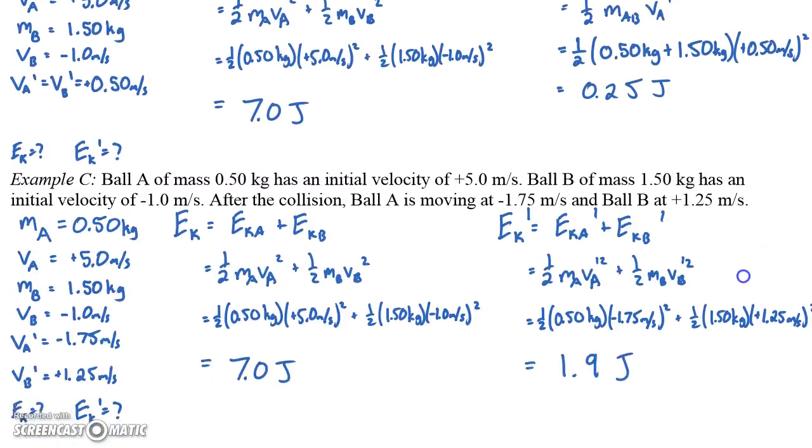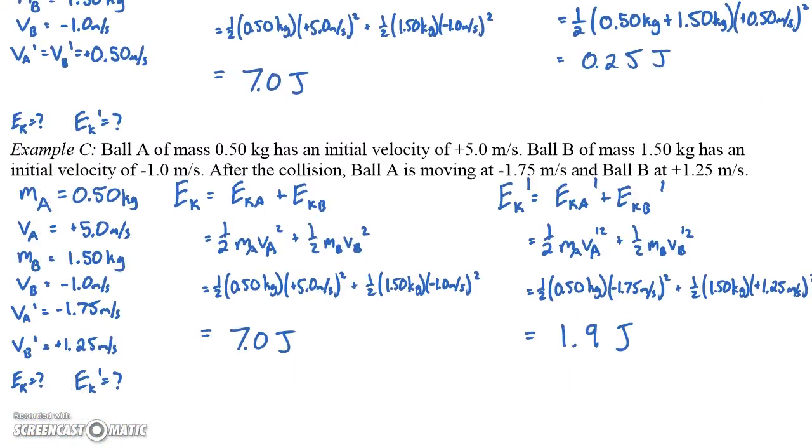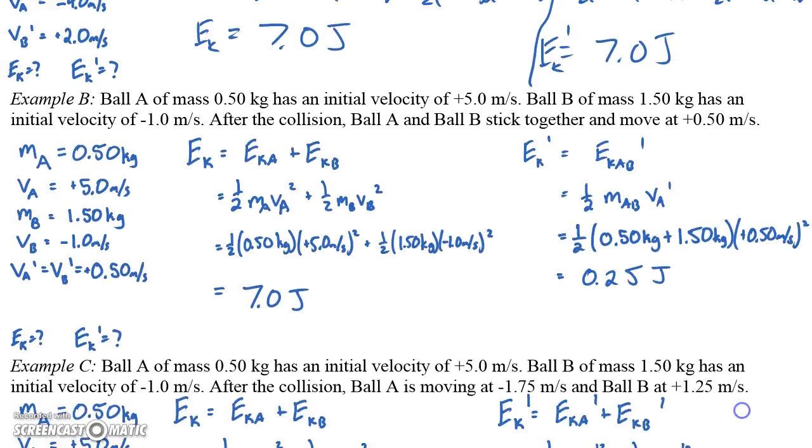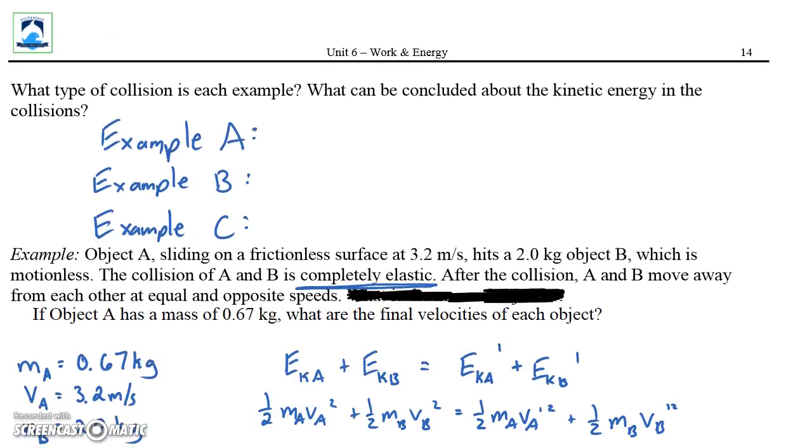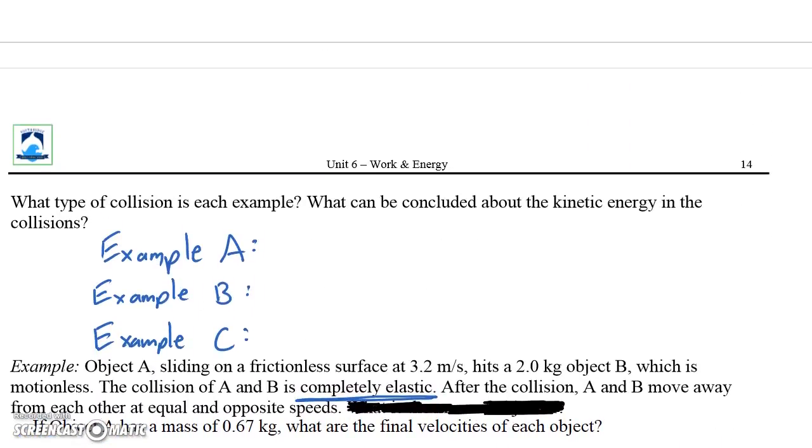And example C, again, they collide, this time just resulting in different velocities afterwards. One's at -1.75 and the other's at 1.25. And 7 joules to start, but only 1.9 joules to finish. So again, kinetic energy conservation doesn't seem to be holding true all the time, which isn't good. We need to be able to think about it in a situation. So this is where the types of collisions come into play.